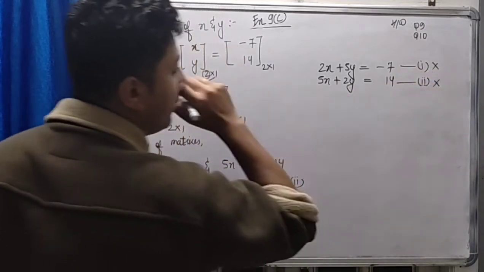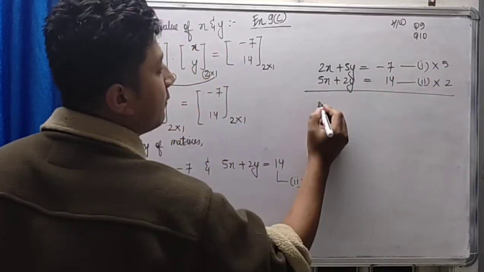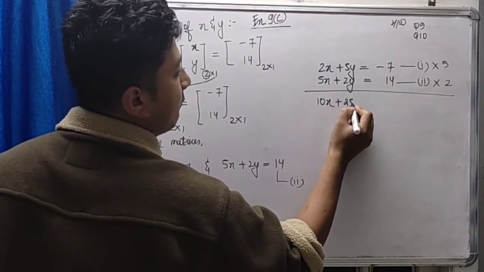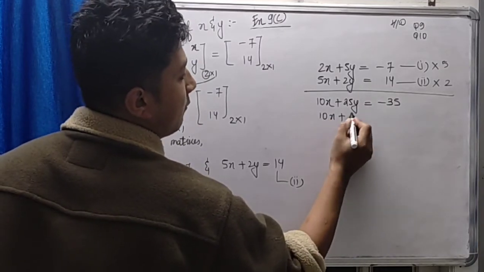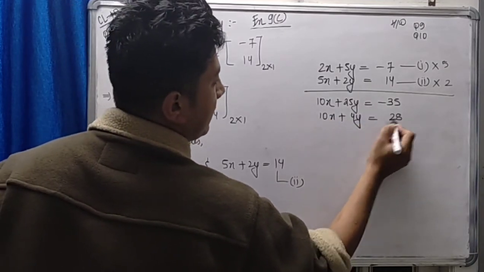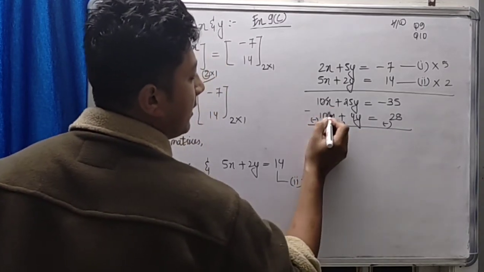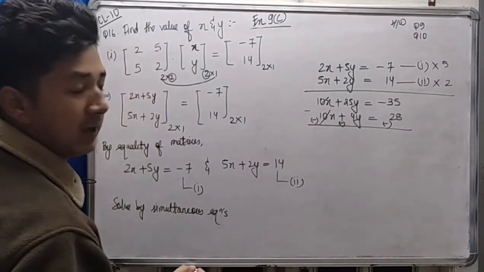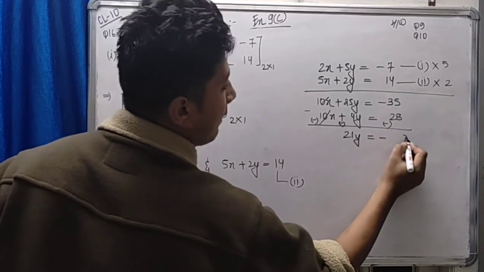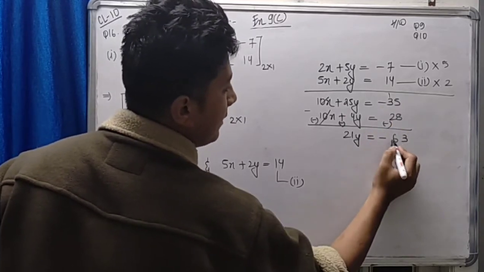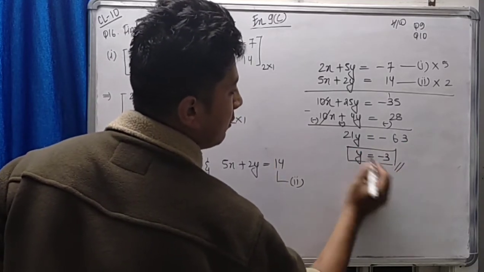You multiply equation 1 with 5, and equation 2 with 2. After multiplication, you will get 5 2s are 10x plus 25y is equal to minus 35. After that, 10x plus 4y is equal to 28. When you subtract, the signs become minus, minus, and minus. 10x, 10x gone. So 25 minus 4 will be 21y, which will be equal to minus 63. Therefore y will be equal to minus 3, because 21 into 3 is 63.